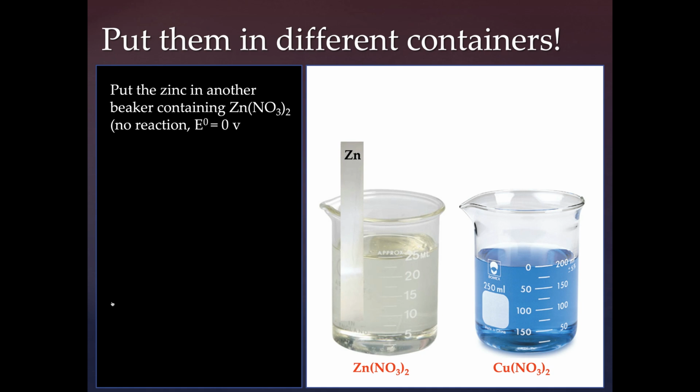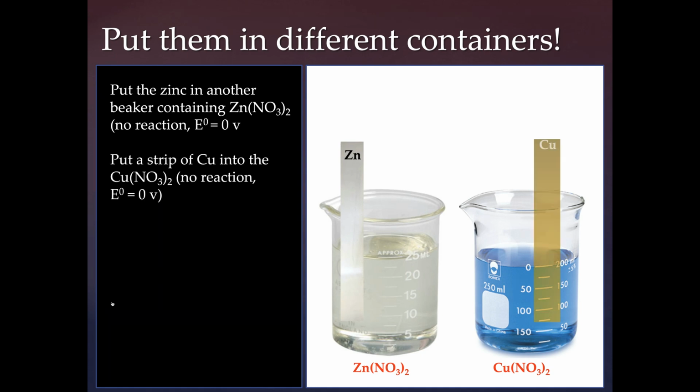Then into the copper nitrate solution, we put a strip of copper. Now, this copper is not part of the reaction. The copper strip is there to capture the electrons coming from the zinc. The reason we don't use any other metal is because any other metal will react with the copper nitrate. We don't want this metal electrode to react with the solution, so we make it the same metal that's in the solution. So zinc will go into zinc nitrate, copper will go into copper nitrate.